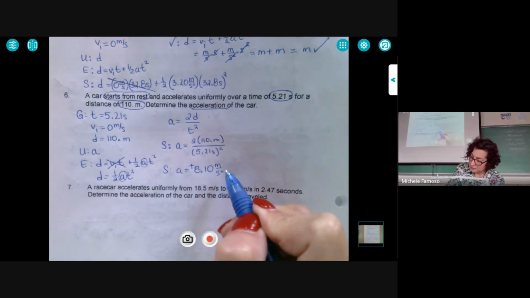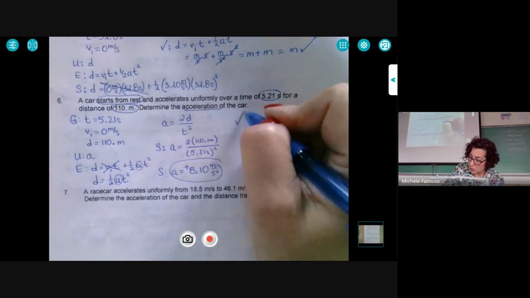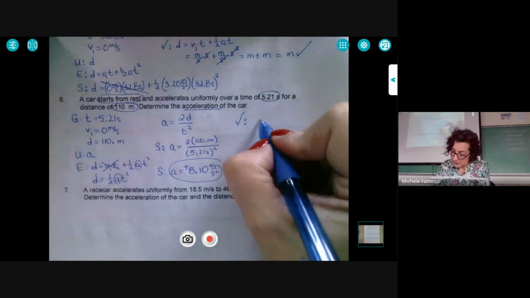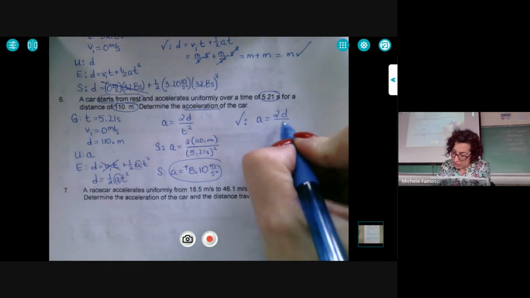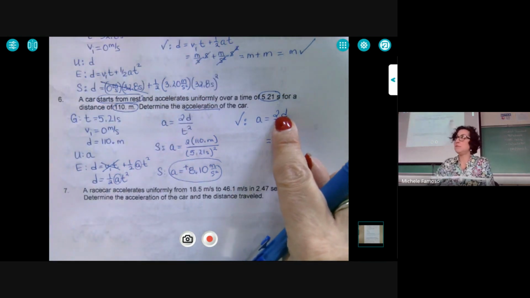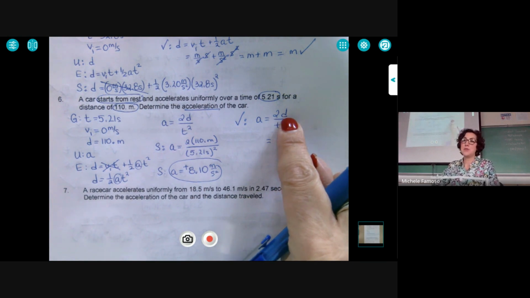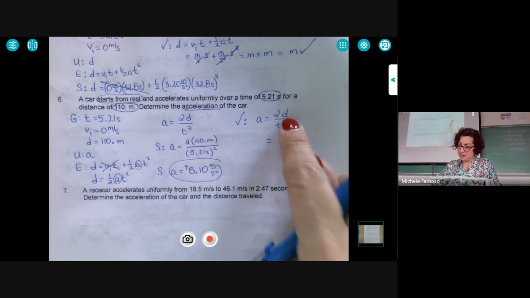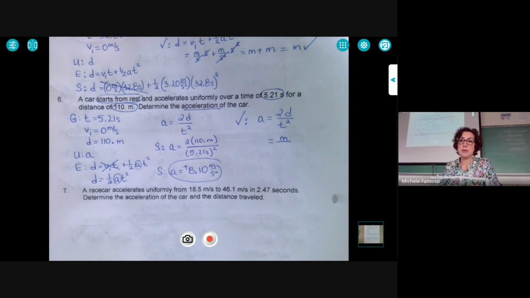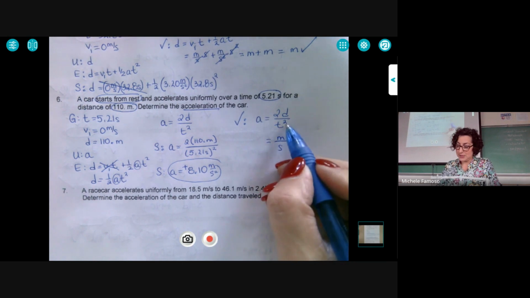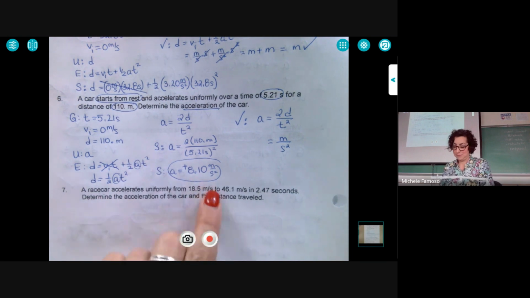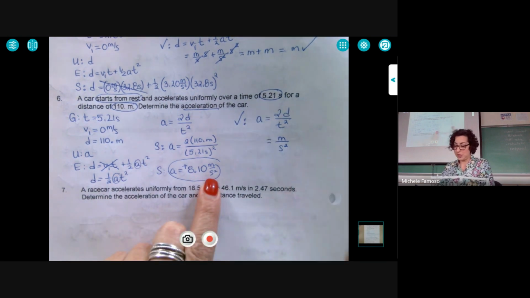Very good. Now let's check it. The one that we're going to check is the one we plugged into, which is A equals 2D over T squared. Ellie, does the number 2 have a unit? Nope, ignore it. Sophia, what is the unit for D? Good. And Kaylee, what is the unit for T squared? T squared. And is that what we expected to get? Meters per second squared, done.